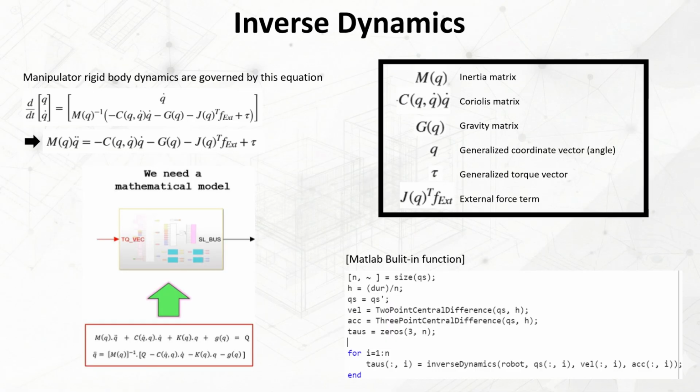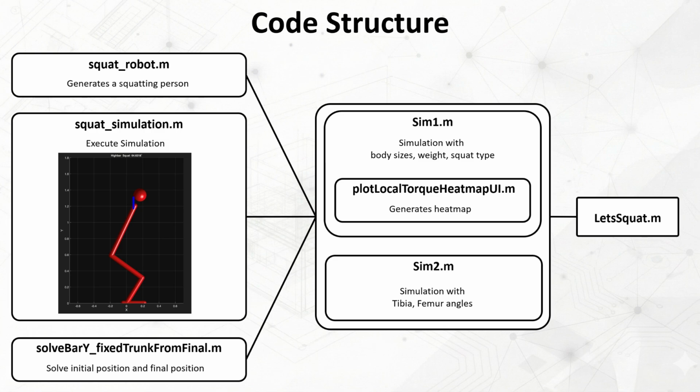We implemented rigid body dynamics in MATLAB using the standard equation of motion. By inputting the generalized coordinate vectors, the system computes the generalized torque vectors as the output. This allows us to quantify the precise load on each joint. This is the overview of our total code structure.